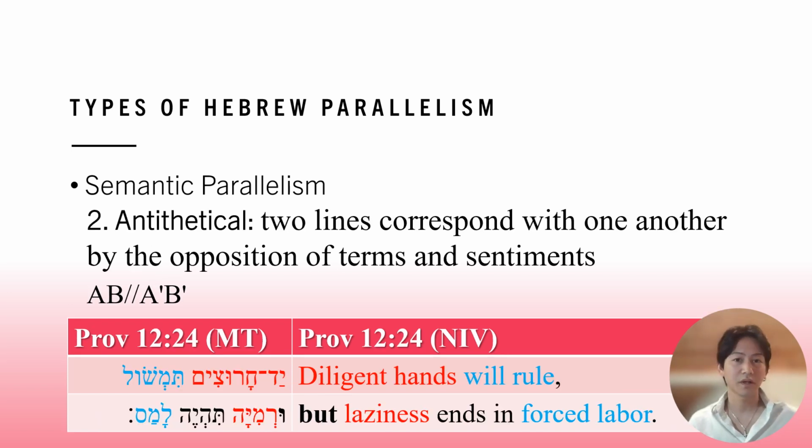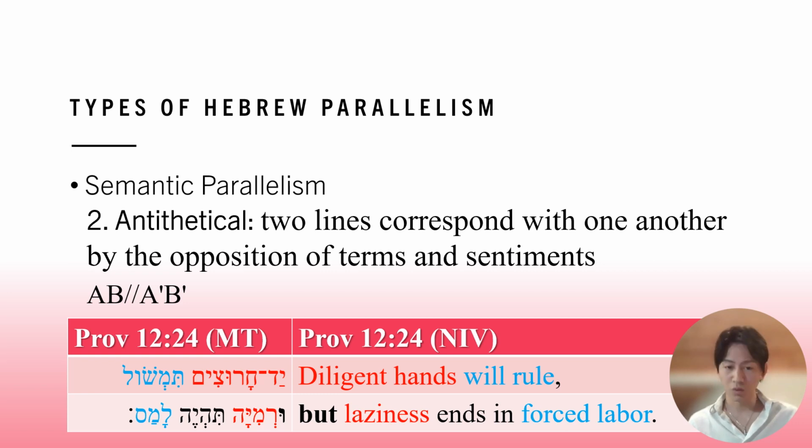The second type of parallelism is called the antithetical parallelism. Here, 2 lines correspond with one another by an opposition of terms and sentiments. That is, the first line states something and the second line says the exact opposite. Here again, you can graphically represent this by A-B parallel A'-B'. Proverbs 12 verse 24 is such an example.